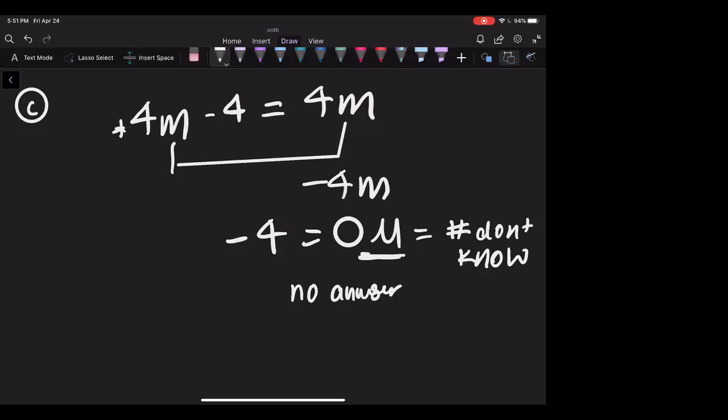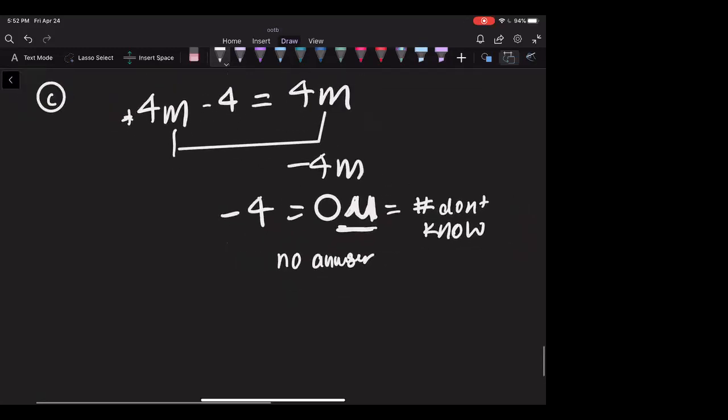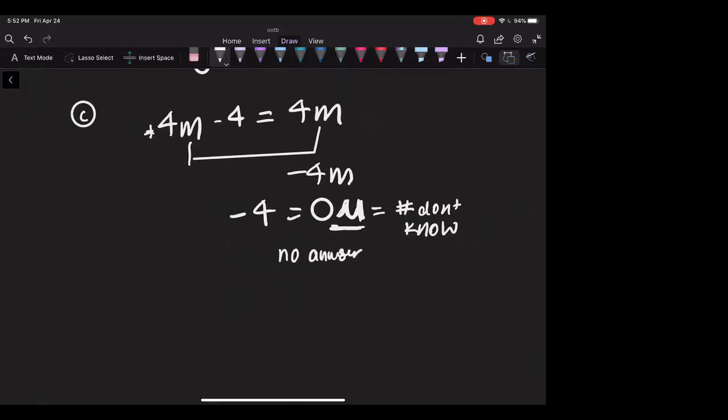So then we don't do the opposite. No, we just say there's no answer because if you have 0 being multiplied by your letter, your letter has no purpose. So no value, right? It has no value, basically. So there's no solution. Does that make sense? Don't worry, we'll do a couple more questions. Let's do this one.